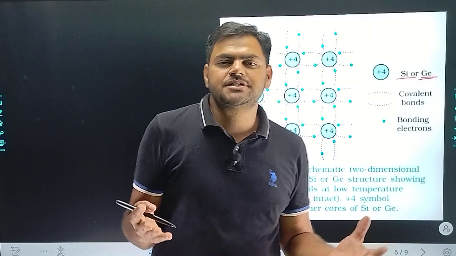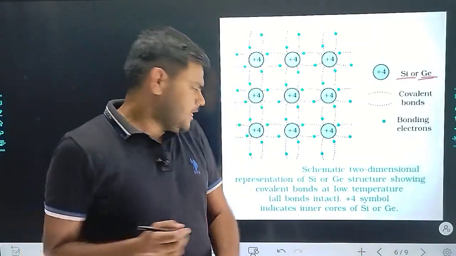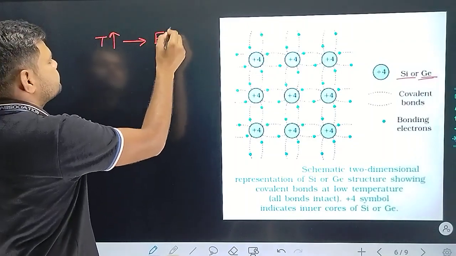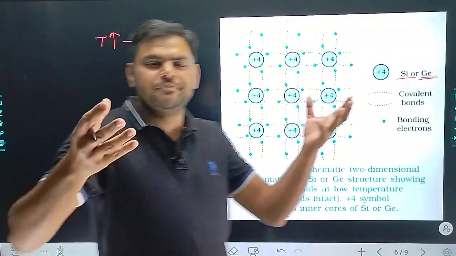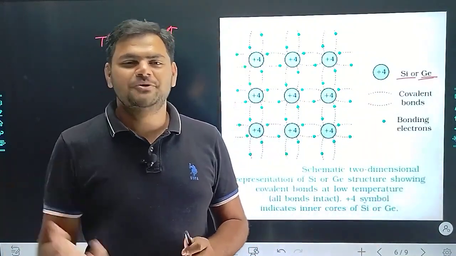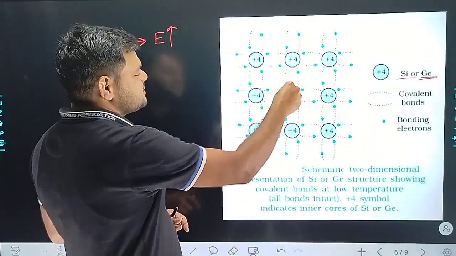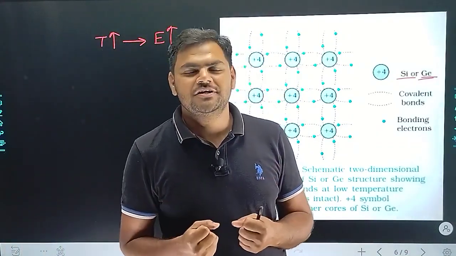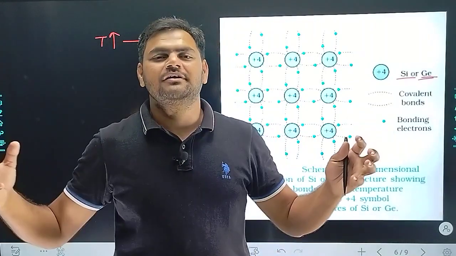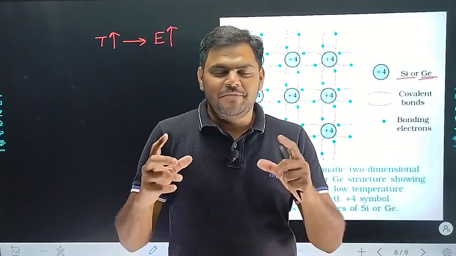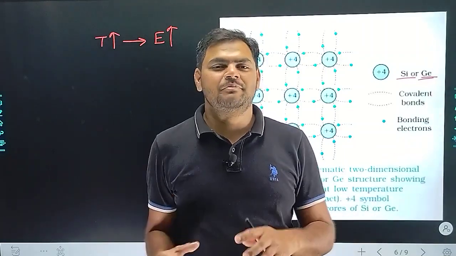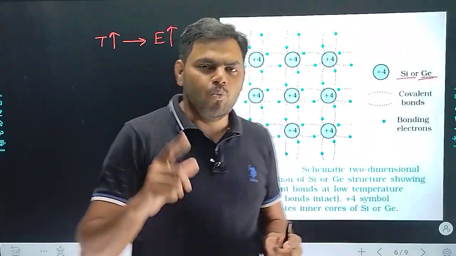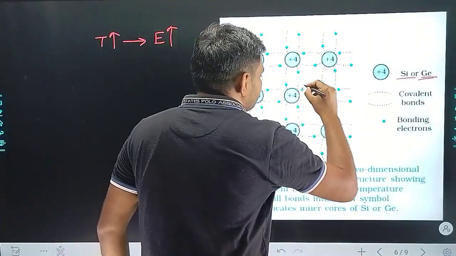Now, what will happen if we increase the temperature? Temperature increment is what? We are providing energy. We are increasing temperature, which means we are providing energy. What will the energy do? Energy will be transferred to the silicon. Every silicon atom will get the energy. Once the silicon atom gets the energy, its covalent bonds start breaking. Listen, temperature increases, thermal energy will be provided. That energy will be received by the silicon atom, and covalent bonds start breaking. Once the covalent bond is broken, what will happen?